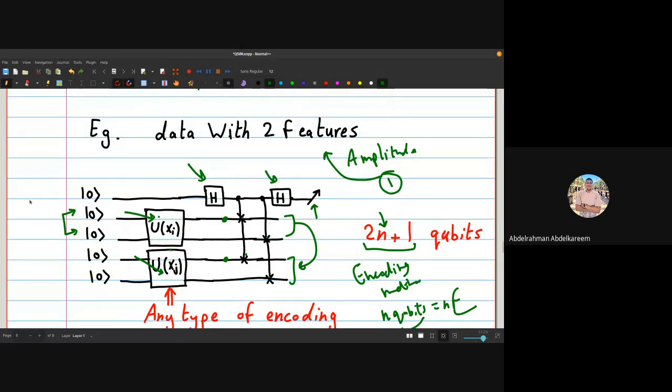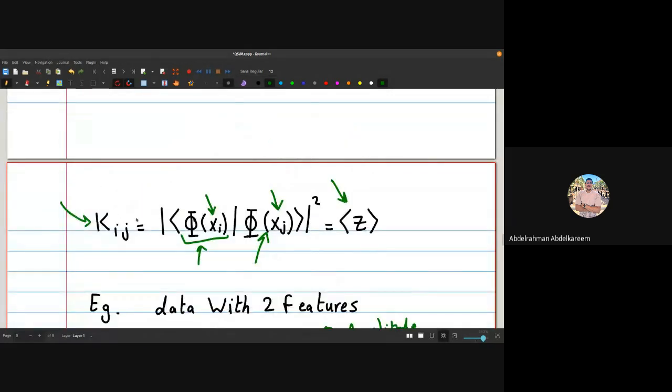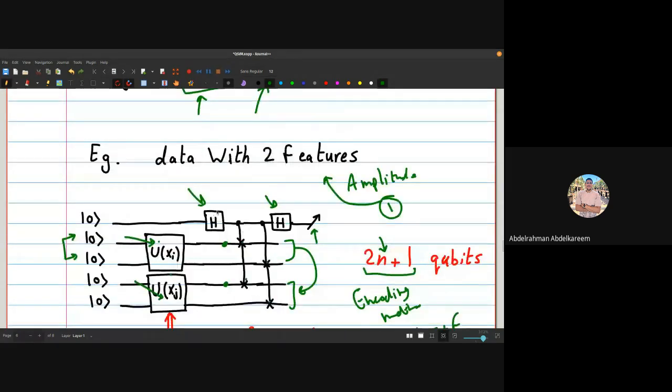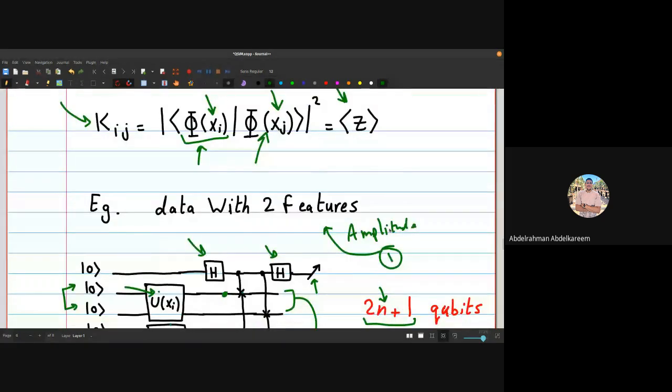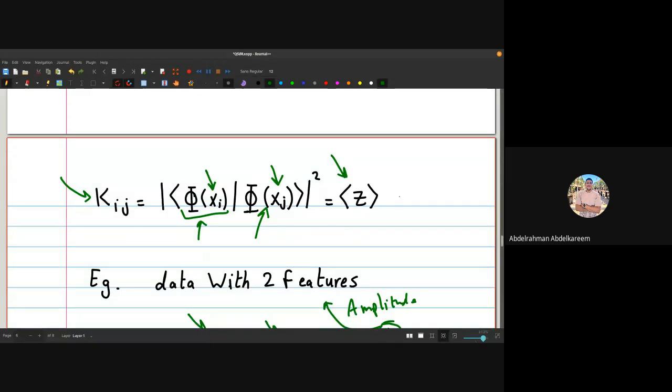Okay, so we create the circuit for each element in the kernel matrix. The kernel matrix we knew is a d by d, where d is the number of samples in the data set. So if we have 100 samples, we will create 10,000 unique quantum circuits. But we knew that the kernel matrix is symmetric, so we only need half of that.